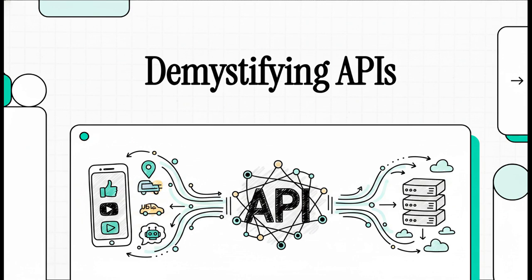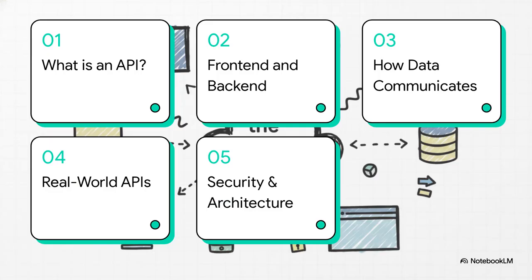Well, the secret is that they all rely on an invisible digital backbone. They're constantly talking to each other using something called an API. Today, we're going to demystify this invisible backbone, taking the complex web of modern software and making it crystal clear. Okay, let's dive into this.